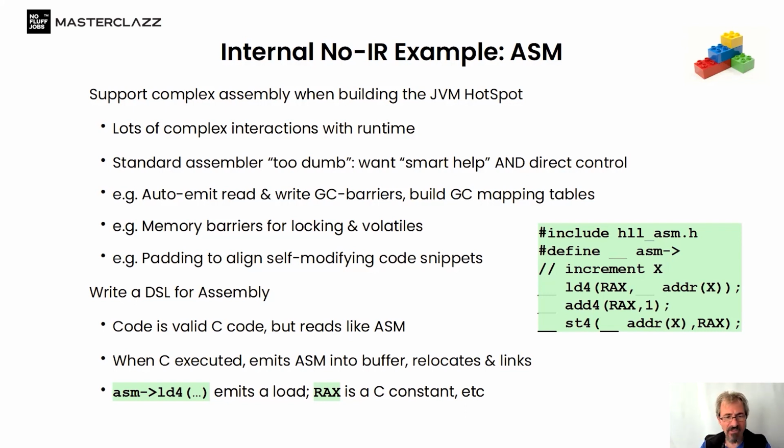Fine. I wrote a DSL for assembly, and the DSL is actually valid C code. So the block on the right there, that's valid C code, but it reads like assembly. And when you execute the C code, it doesn't execute that assembly. It writes that assembly code as machine code in a buffer that I can execute later. And I can do other things with that code in the buffer, like add tables with GC mapping off to the side, or put barriers in, or add no-ops to do padding for whatever.